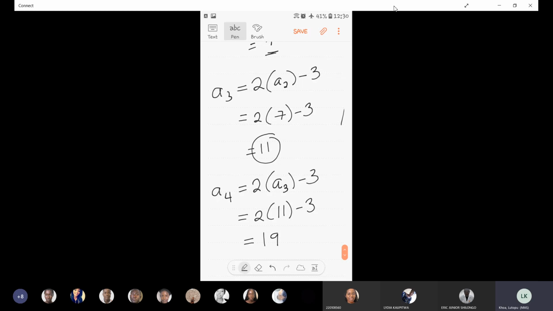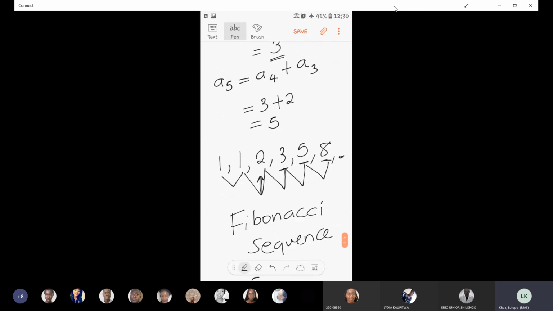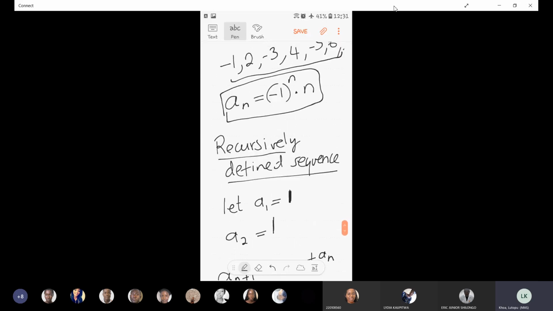So this is a recursively defined sequence. It'll be difficult to calculate the 100th term, for example, because you need to know the 99th. Unless you list them and establish a pattern that is not recursively defined, then you can figure out what the 100th term is. With recursively defined, all that means is you need to know the preceding values in order to work out the next one.